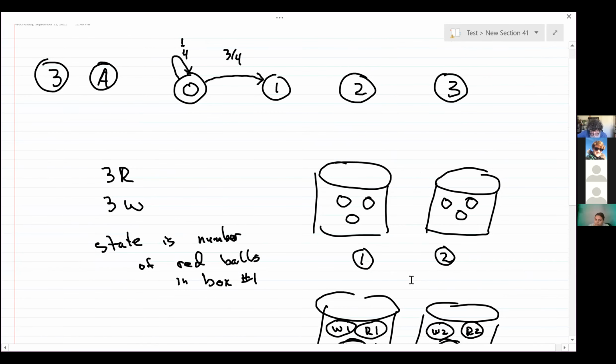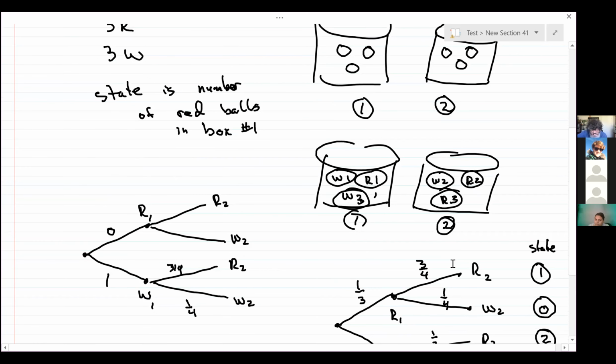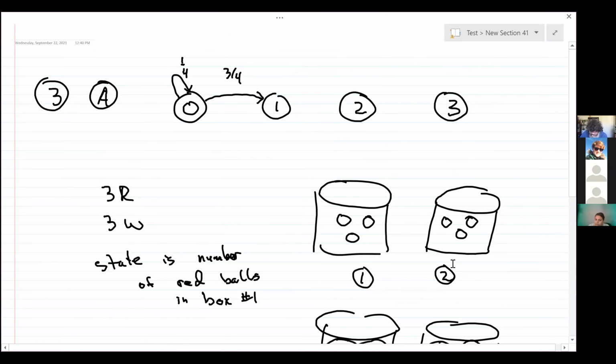So going from, excuse me, well, maybe the easier ones are going, this one gets you down to 0. So the probability that you go from state 1 to 0 would be this times this, which appears to be 1/12. So from 1 to 0 looks like a 1/12.